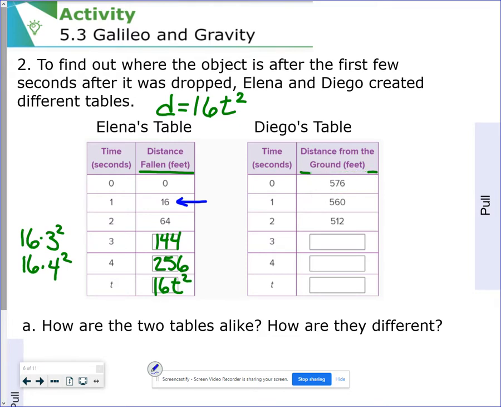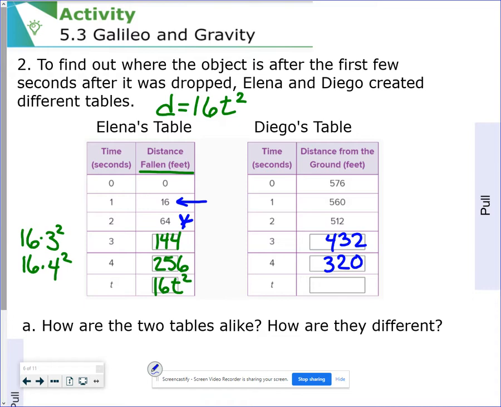Then after 2 seconds, it has fallen 64 feet. So if I had 576 and I would subtract the 64 that we have right here, that's how I get the 512. That's what I'm going to keep doing to get the 3 and the 4. So if I had the 576 and I subtracted away the 144 feet that it has fallen so far, that would give me that it's going to be at 432 feet from the ground. And after 4 seconds, we know from Elena's table, it has fallen 256 feet. So if I would subtract that away, I would be at 320 feet from the ground.